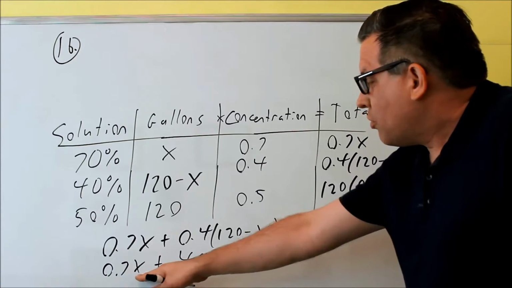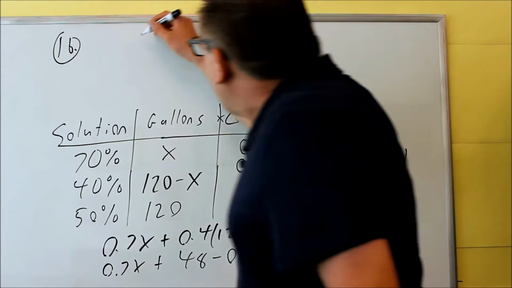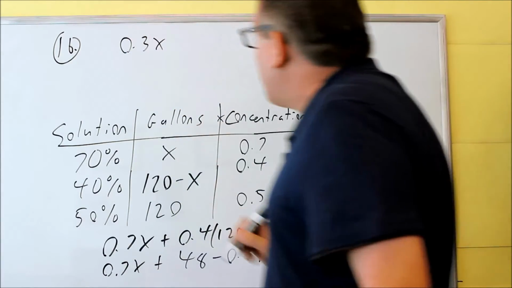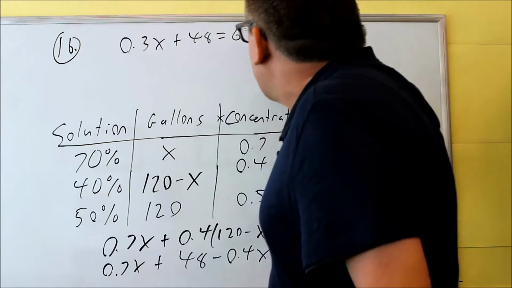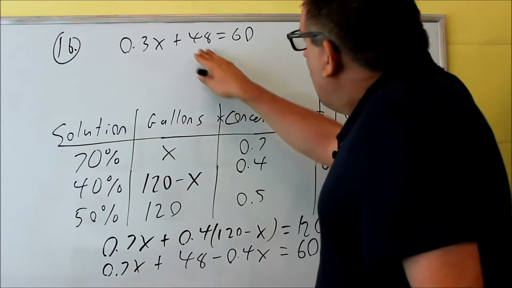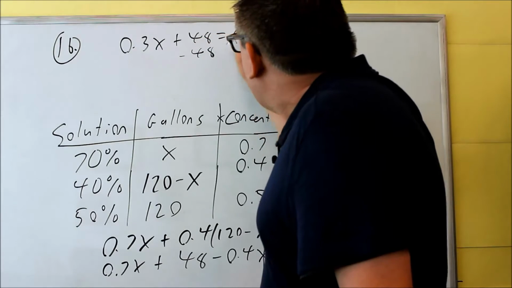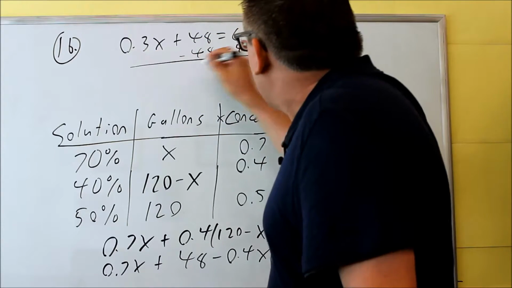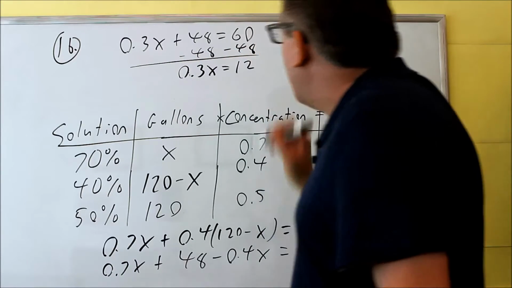I have like terms here, 0.7x and minus 0.4x. That's going to give me 0.3x. So positive 0.3x I get for that one. I still have the 48, and then that's going to equal 60. I just add the like terms together. I'm going to subtract 48 from both sides. So subtract 48, do the opposite operation on that one. So 0.3x is going to equal 12.